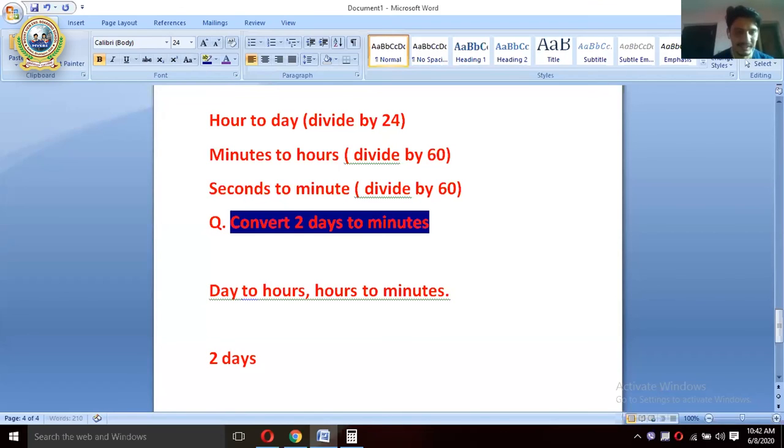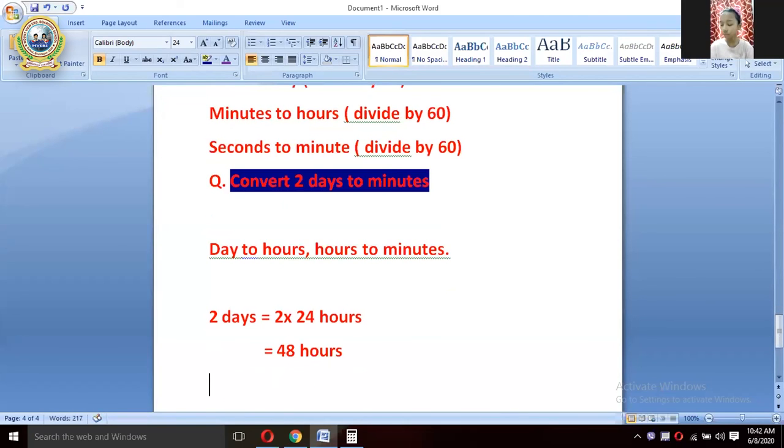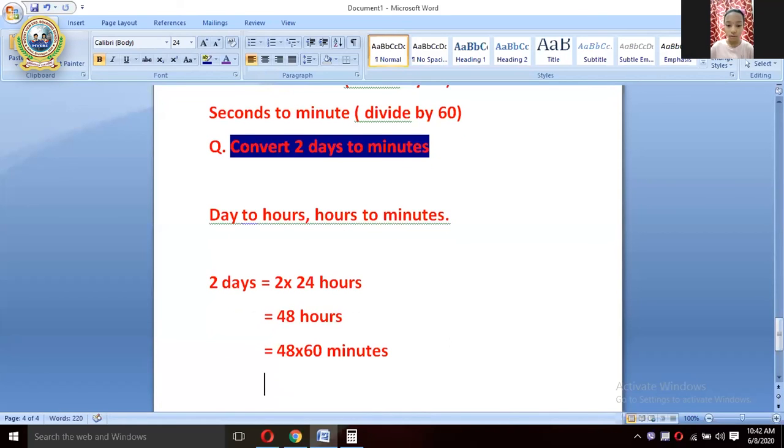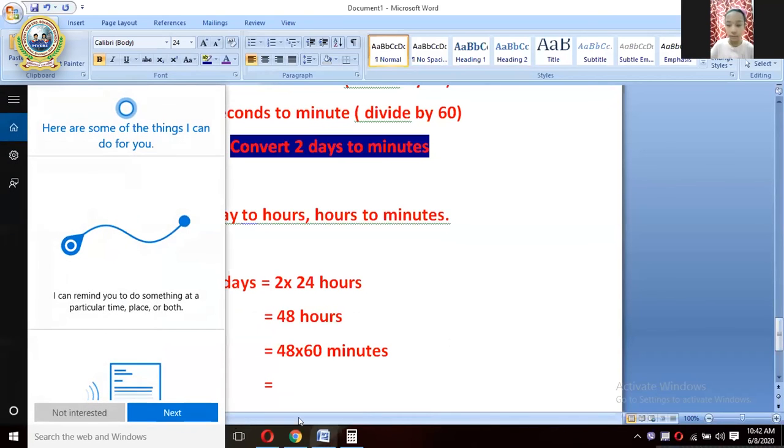So 2 days equals to what? 2 into 24 hours. Now 2 into 24, what is the answer? 48 hours. Right, 48 hours. Now this is not the end. This is not our solution, okay? We'll have to convert this again into minutes. Go to the next step. 48 hours, when you multiply by 60, then that becomes minutes, isn't it? Now what is the answer? 48 into 60 is 2880.